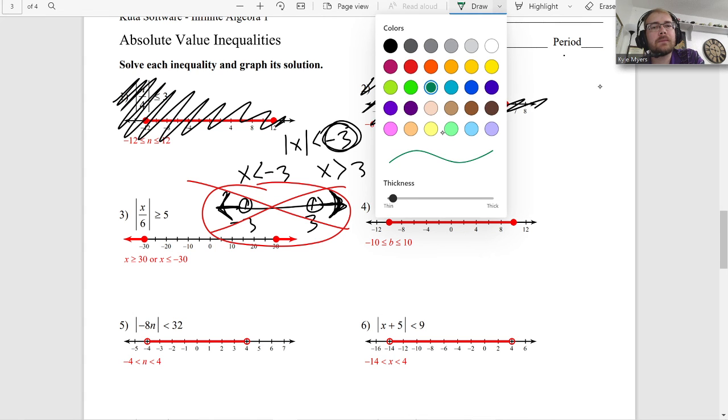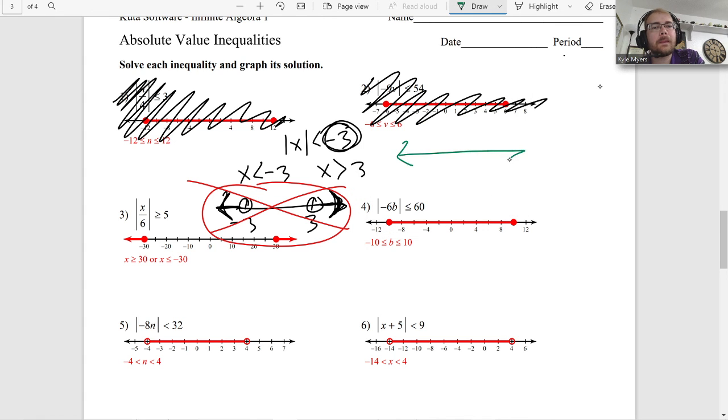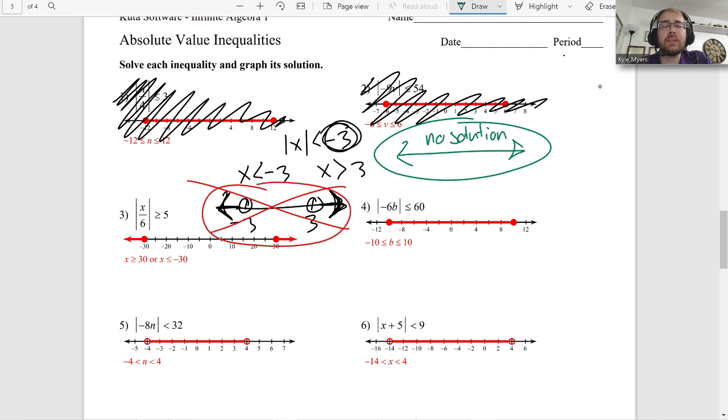So let me use green. There's no solution. Right? This is what you would want to put for the answer. No solution. You just leave the number line alone and write no solution. Or if your teacher's okay with this, a 0 with a slash through it, which is a really short way to say there's no solution, basically. Okay. And that would be all you'd have to do.